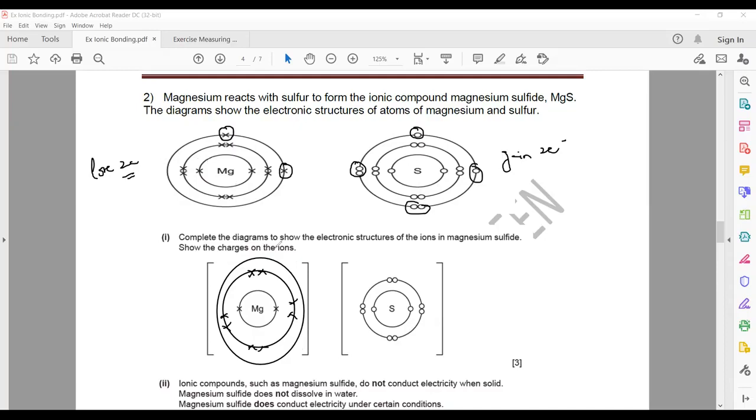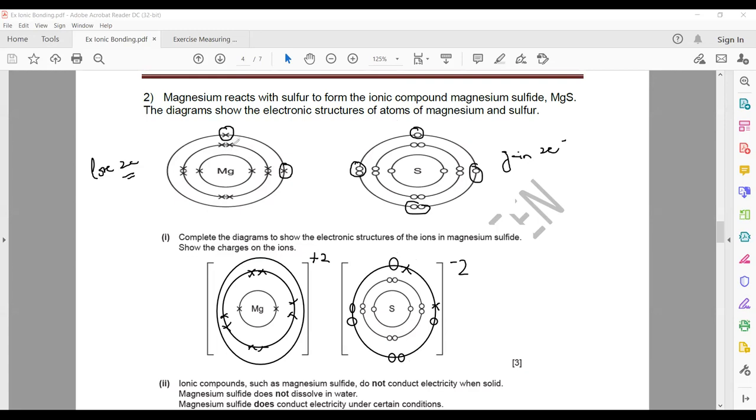And because magnesium is losing 2 electrons, what will be the charge on magnesium? The charge on the magnesium will be plus 2, or 2 plus. As for sulfur, it gained 2 electrons. So already there are 6 electrons belonging to sulfur, 1, 2, 3, 4, 5 and 6. And 2 it takes from magnesium. So the charge on the sulfur will be minus 2.